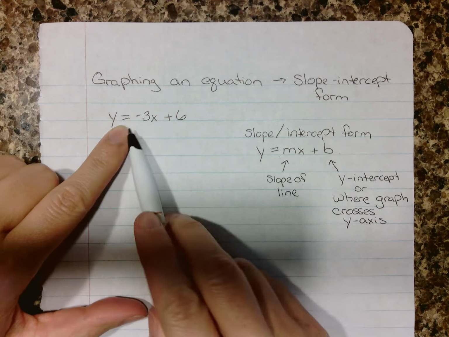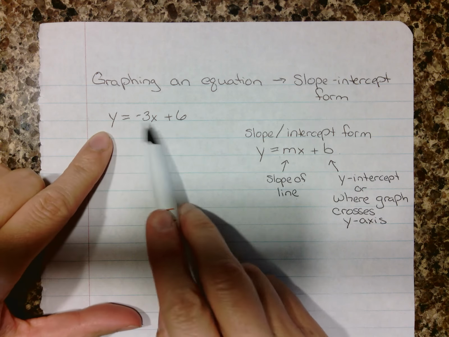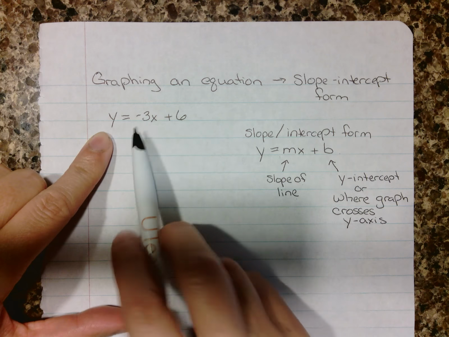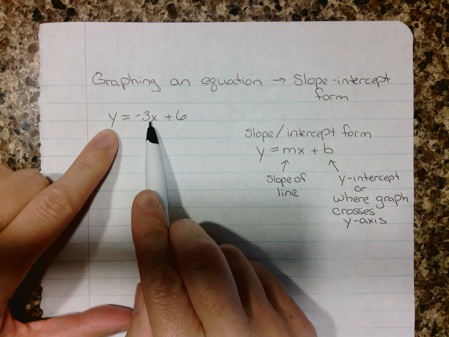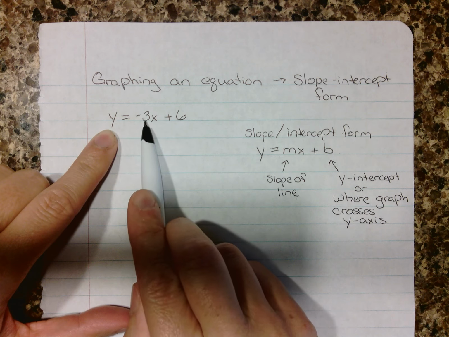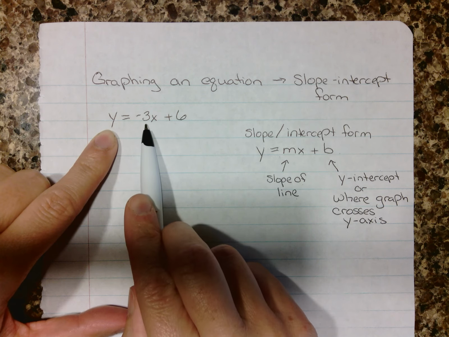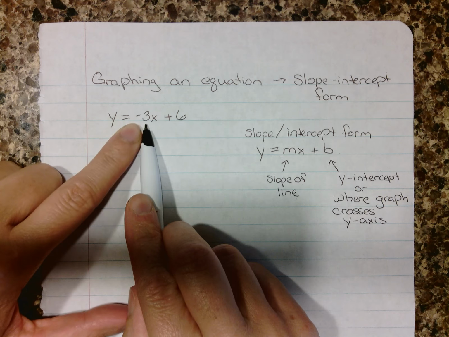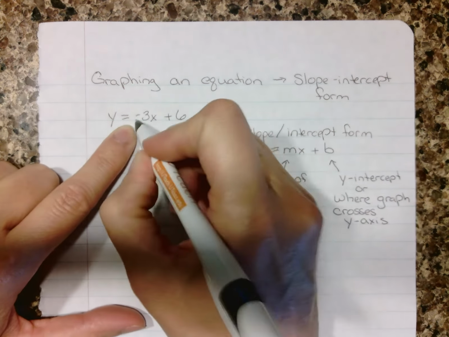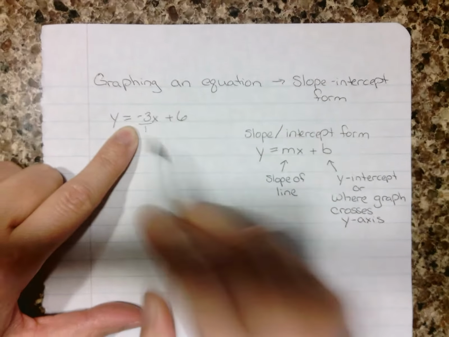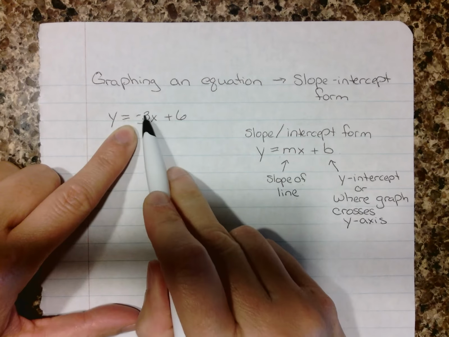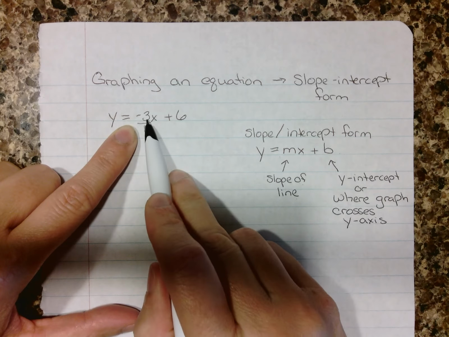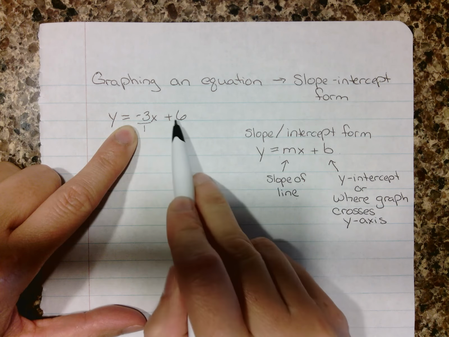Now in the situation of this equation, we have y equals negative 3x plus 6. The x and y are our unknowns. Negative 3 tells us the slope of the line. It tells us the steepness. If we want to think about it, it is the same as negative 3 over 1, meaning it rises, or in this case falls, 3 spots, runs 1.